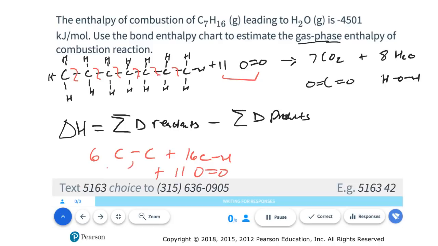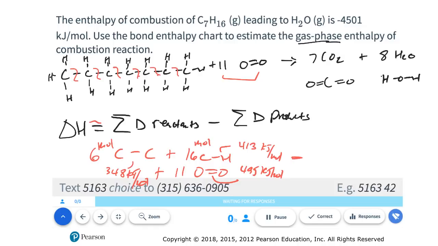So this bond strength is 348 kJ per mole. We're multiplying by 6 moles of that bond. 16 moles of the CH bond, that's 413 kJ per mole. Now this works out to be an approximation, not a direct calculation, because these are approximate bond energies, not actual definitive bond energies. And the OO double bond is 495 kJ per mole. So that's the energy if we add all this up: 6 times 348 plus 16 times 413 plus 11 times 495. That's the energy it would take to break all the bonds in the reactants.